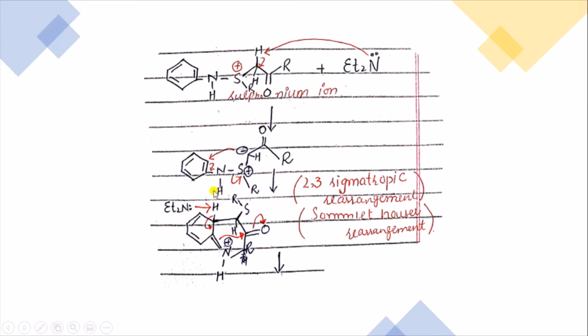Again there will be the attack of this Et3N, and it will again remove this proton because it is a base. Its electron density will transfer here, and the aromaticity of benzene will again become available. This electron density will move toward this carbon, and this electron density will transfer onto this oxygen. So this was the 2,3-sigmatropic rearrangement. It is also known as the Sommelet-Hauser rearrangement.